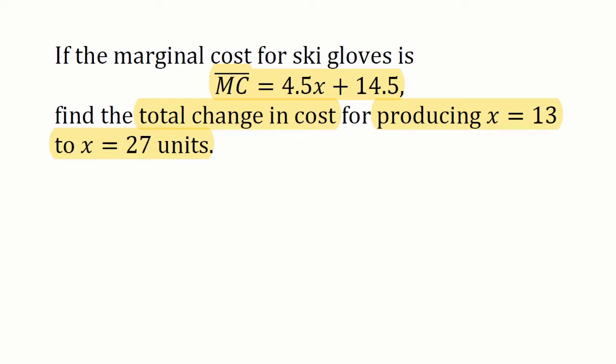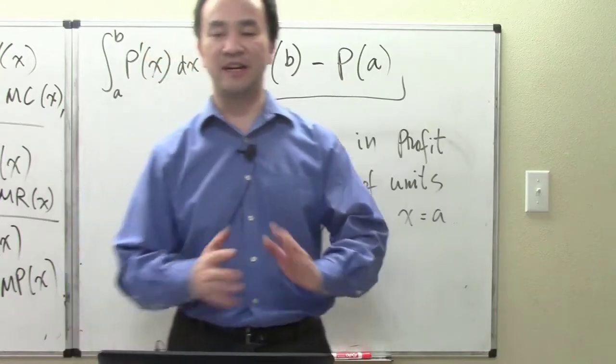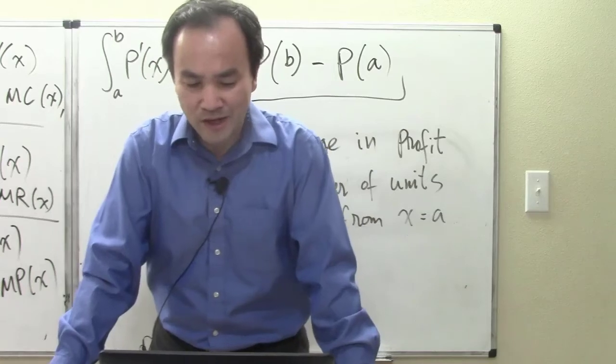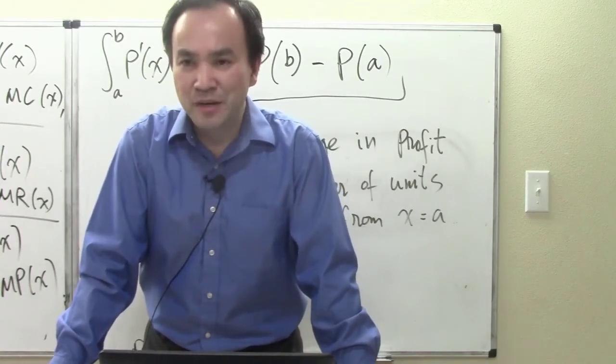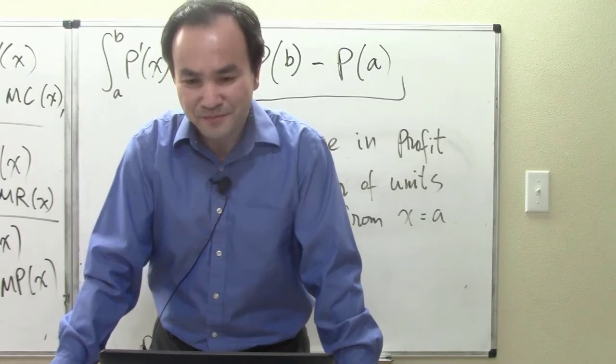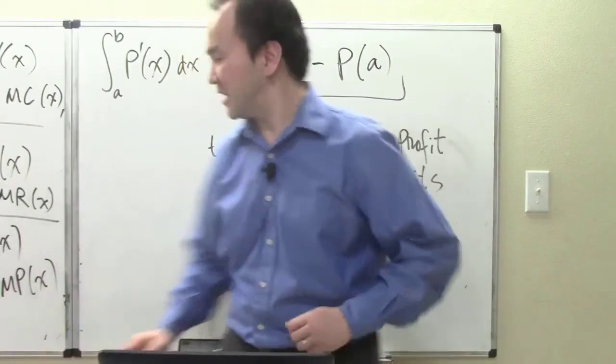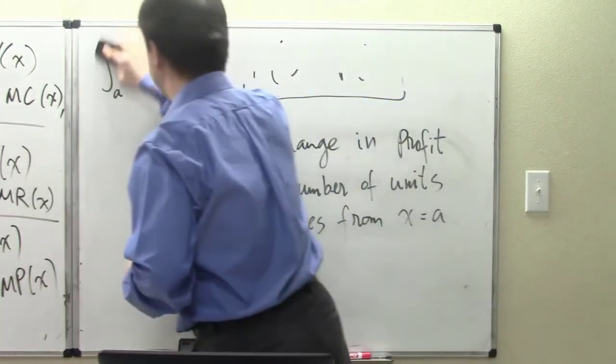All right. So now, after hopefully some detailed explanation, because the wording description of my example was a little sketchy, once we understand what our goal is, we want the total change in cost for changing production from x equals 13 to x equals 27. And we already had a marginal cost function given. And so now, here's our perfect opportunity to apply what we have just now learned.